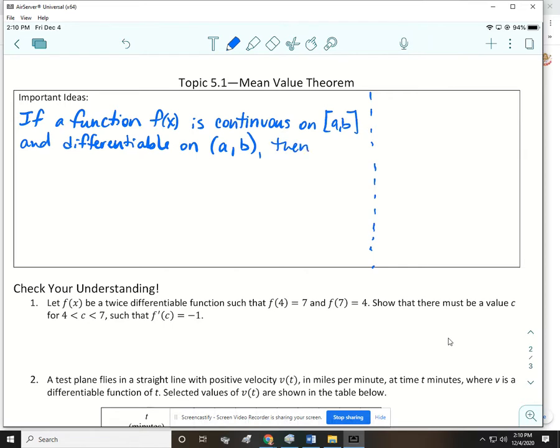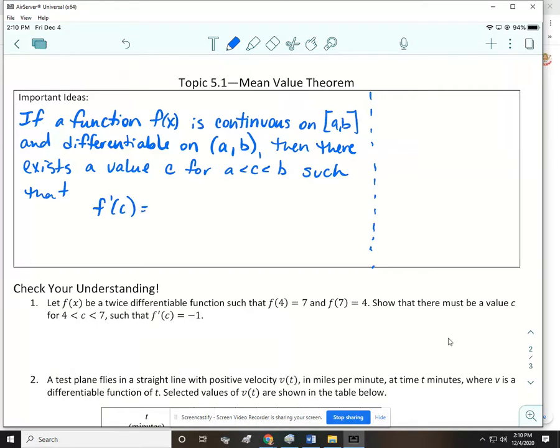And then there exists a value c, where c is between a and b. So for a is less than c is less than b, such that f prime of c equals f of b minus f of a over b minus a.